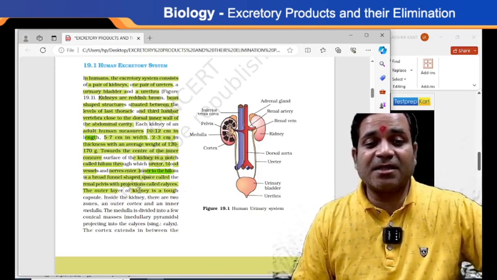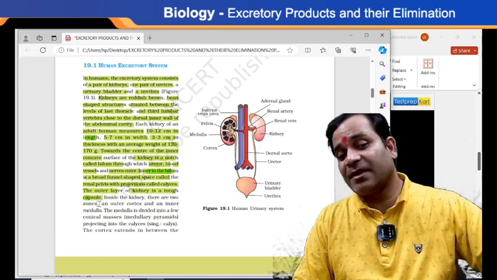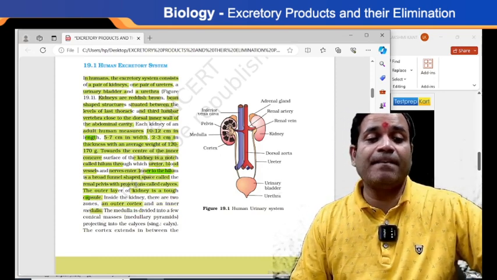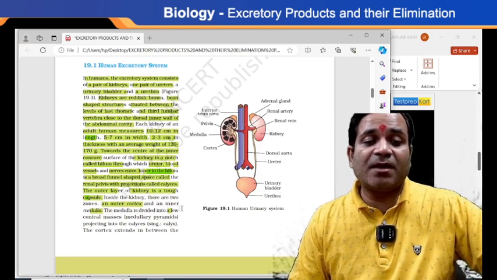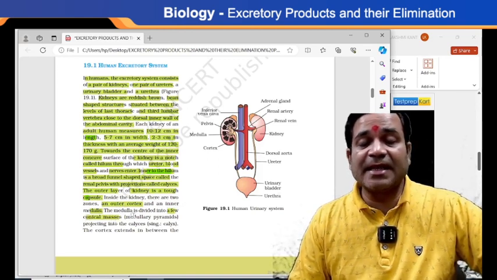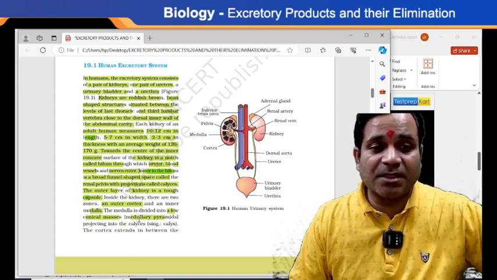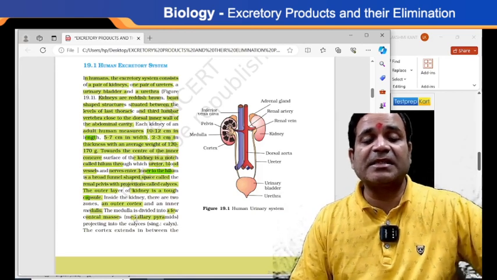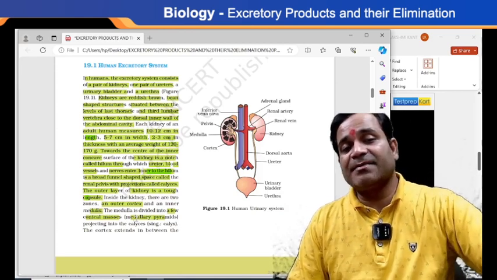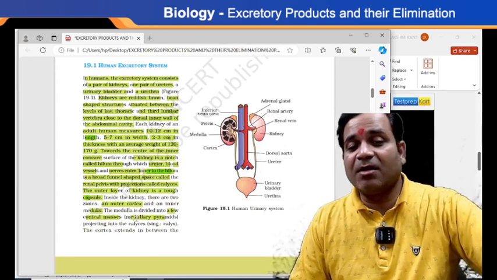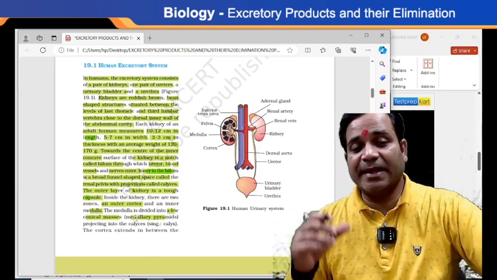A kidney has a tough capsule. Which capsule? Tough capsule. And an outer cortex, inner what? Medulla, my dear. Okay. So the medulla is divided into what? A few conical masses. These few conical masses are termed as what? Medullary pyramids. So if anybody asks you about the important thing found in the human excretory system, then you see that the medulla is divided into a few conical masses.